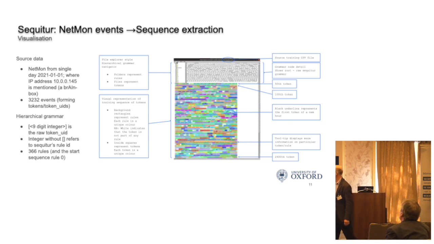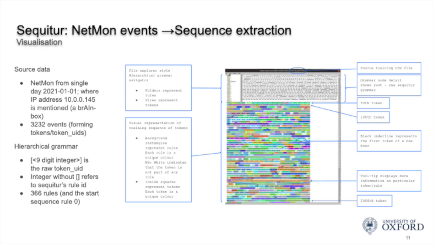Right, so what we started with was a sequence of 3,200 events, D3 events is what we call them. And this automatically builds up sequence grammars, and that produces 366 rules. So let me give a bit of a hand wave at this. I can show a demo of this on the laptop afterwards.